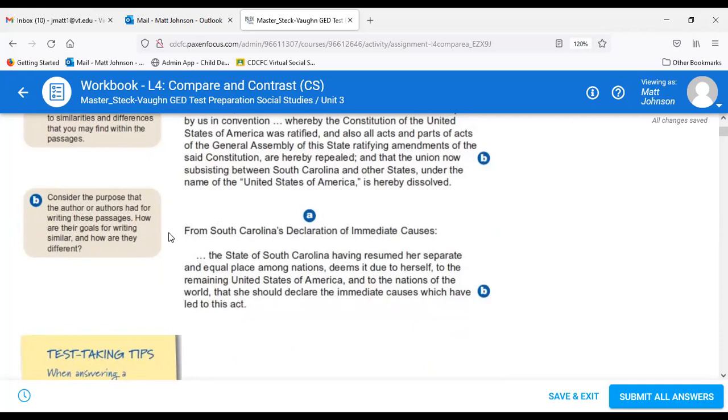So it's a lot like the Declaration of Independence, right? This is a declaration of their seceding from the South. And that second part is basically saying that we are going to be viewed equally among nations, right? No longer a part of the United States.